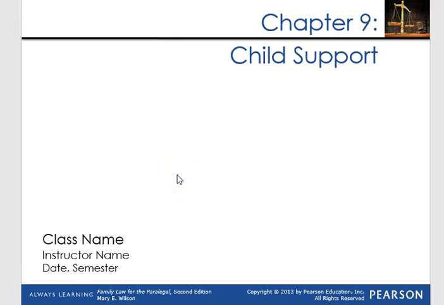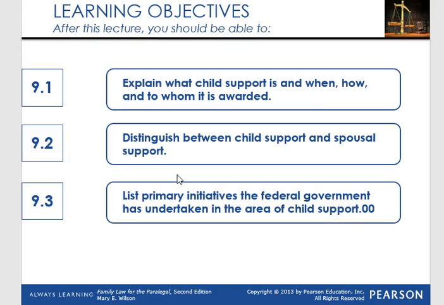Chapter 9, Child Support. After reading this chapter, you should be able to explain what child support is and when, how, and to whom it is awarded. Distinguish between child support and spousal support. List primary initiatives the federal government has undertaken in the area of child support.